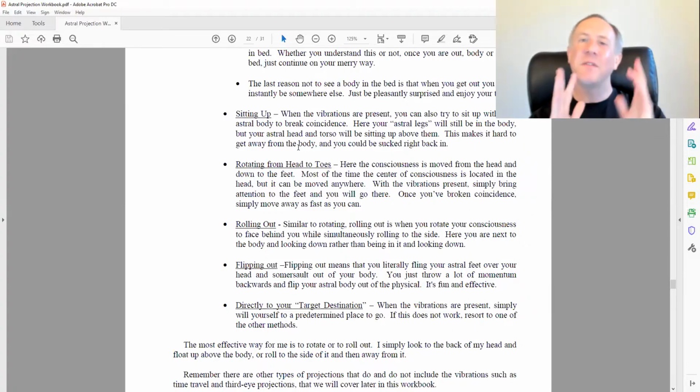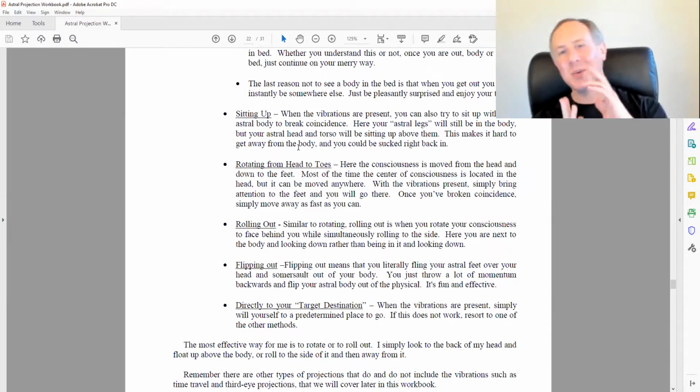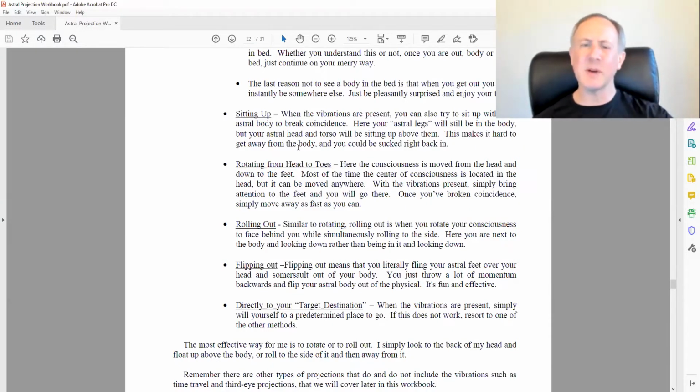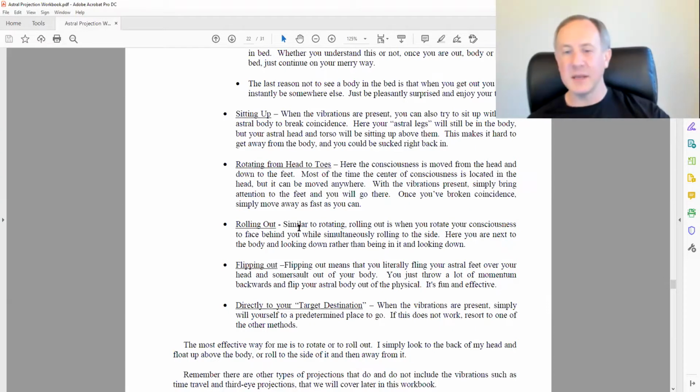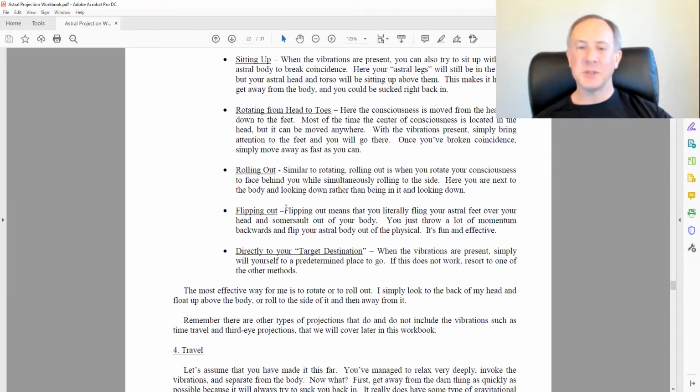And it is a way to feel what it's like for a beginner to break coincidence a little bit. It's not very pleasant. Rolling out, that's what we've been talking about. Not just rotating, but rolling to the side. So I explained that works best. Rotating out, again, my preferred choice.